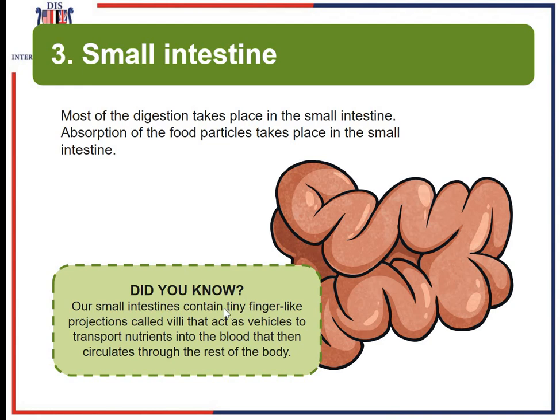And in the small intestine, I have tiny finger-like projections called villi that act as vehicles to transport the nutrients into the blood that then circulates throughout your body. So I have here finger-like projections that will carry the nutrients from inside the small intestine to the bloodstream. I call them villi.